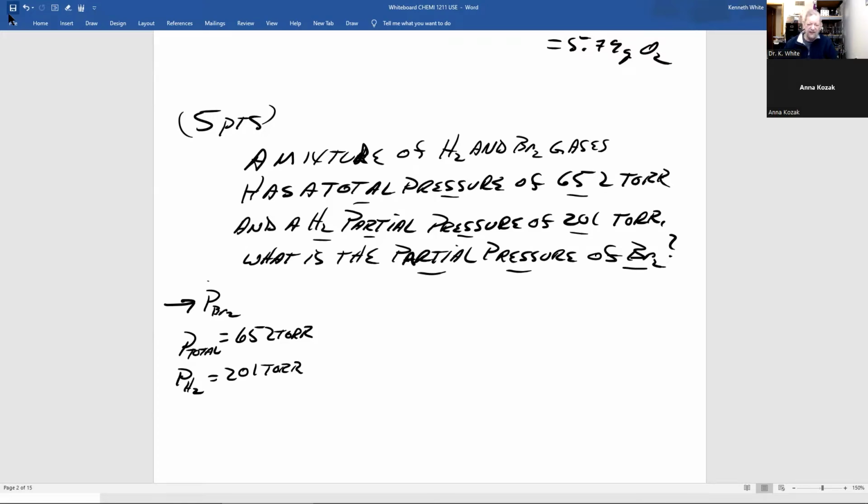Now, how do you proceed? As soon as you see partial pressure anywhere in a problem, immediately you need to use Dalton's law of partial pressure, which is P total equal the sum of the partial pressures of the gases in the mixture. In this case, it's partial pressure hydrogen plus partial pressure of bromine, Br2.